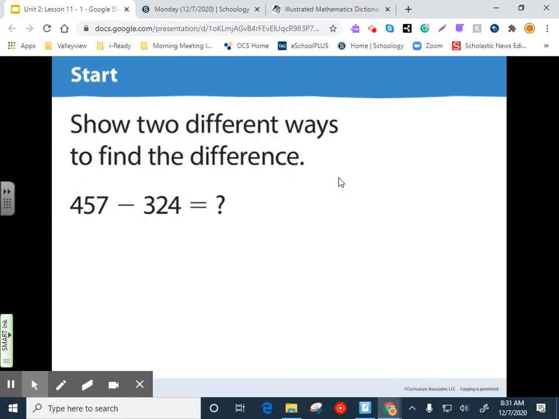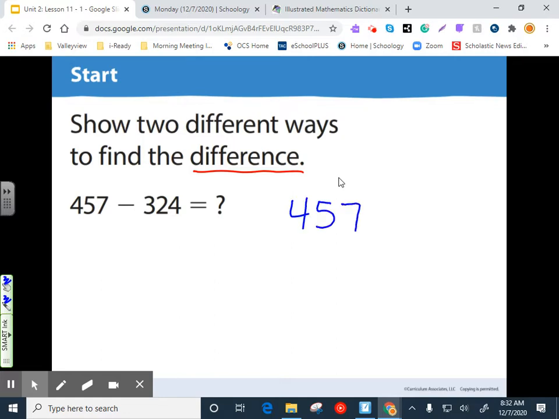So here's our warm up. And again, just kind of a review of doing some multi-digit subtraction. It shows a different way to find the difference. And we know that the difference is whatever answer you get for a subtraction problem. Sum is for adding, difference is for subtracting. So we put our larger number up first.